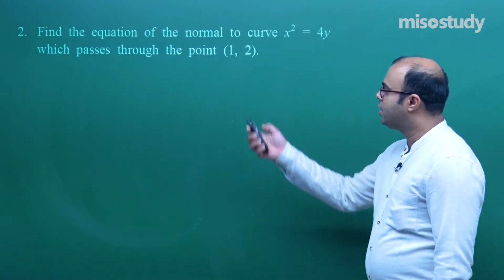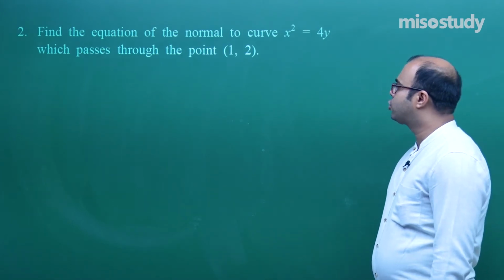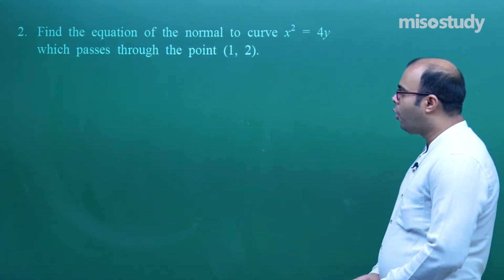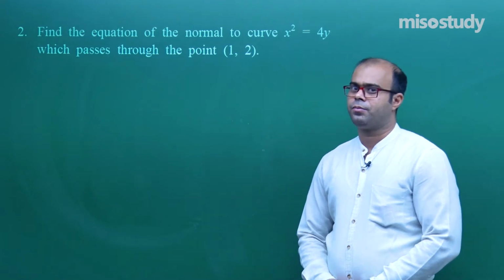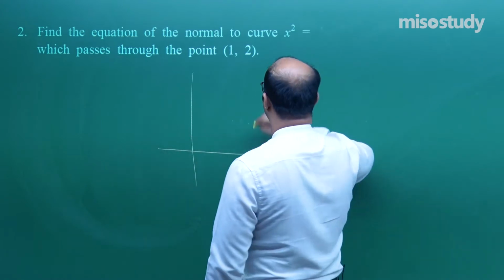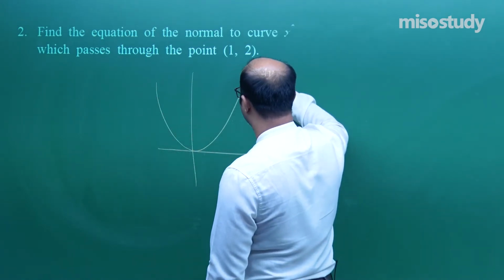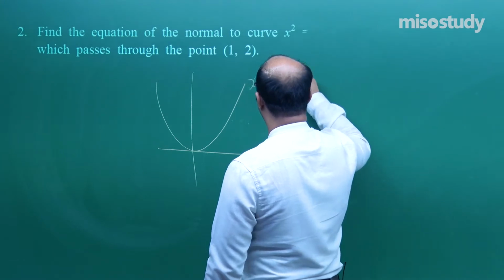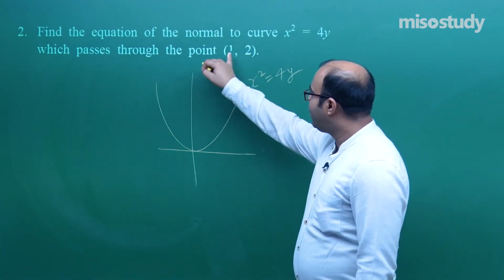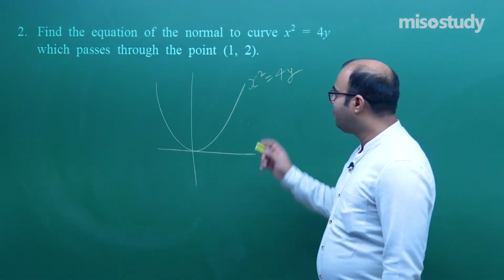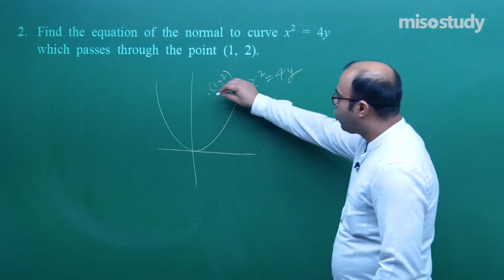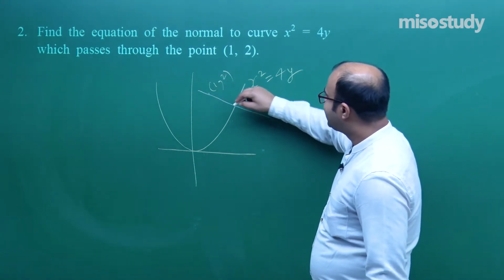The second question says, find the equation of the normal to the curve x square equal to 4y which passes through the point 1 comma 2. The important point here is to understand the question correctly. This x square equal to 4y is a curve like this, an upward opening parabola. Even if you do not draw it, it does not matter, you can solve the question. Now, the point 1 comma 2 is not on this parabola, it is somewhere else. Suppose it is here, 1 comma 2. So, the normal is passing through 1 comma 2 and it is normal to this curve.